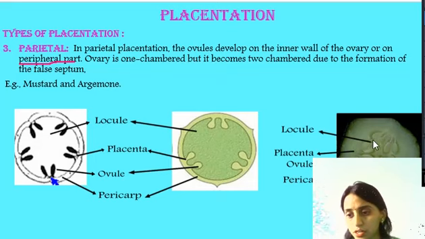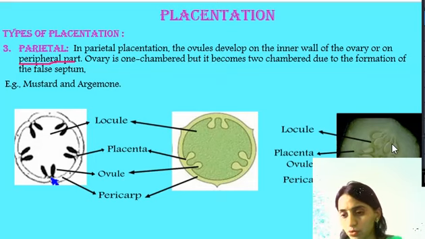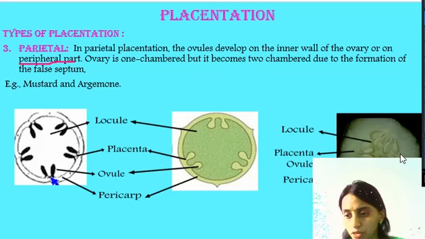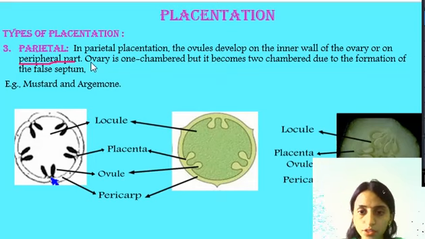Ovules are attached to the peripheral wall with the help of placenta. Okay, so this is known as parietal placentation. Here the ovary is one chambered but it becomes two chambered due to the formation of false septum, that is in case of mustard.